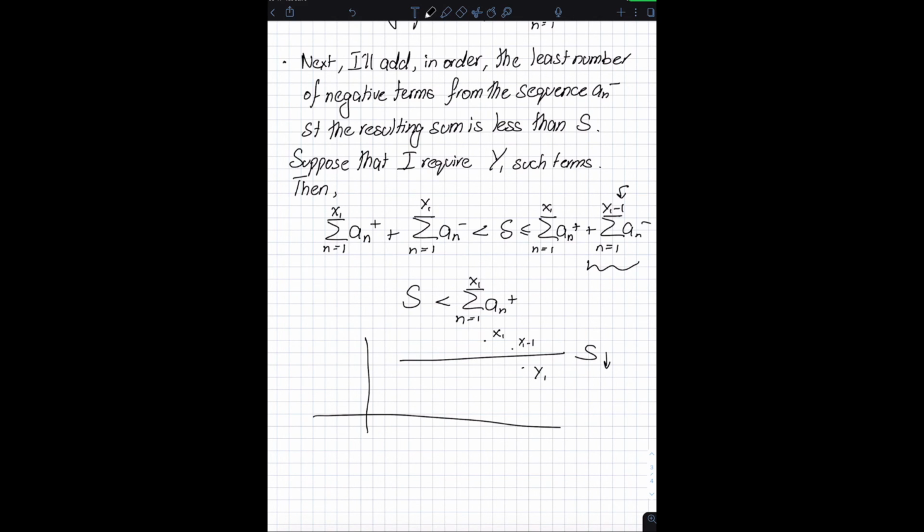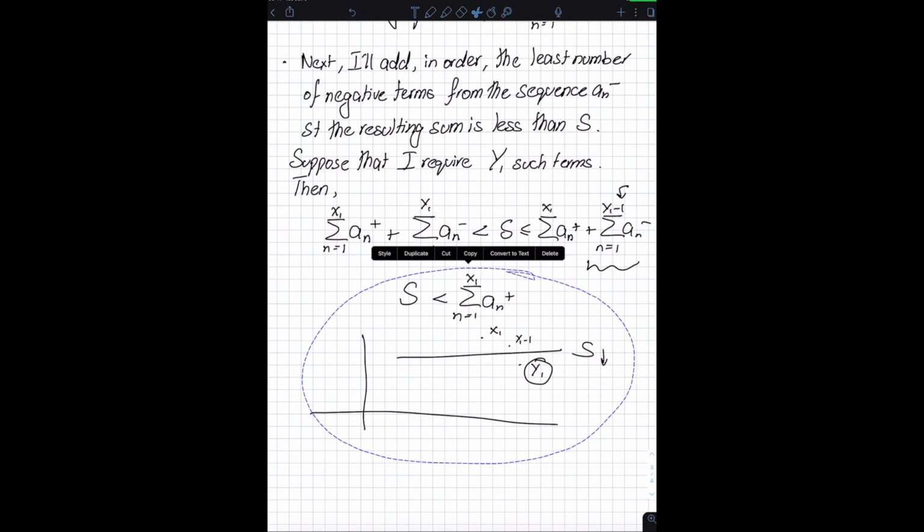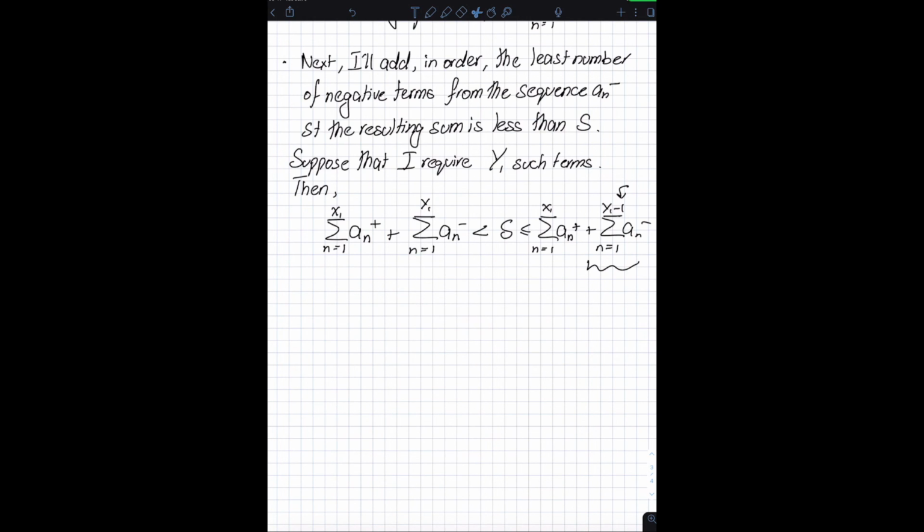It can be equal to s as well, because I'm only going to stop when I have a sum that is less than s. So y1 over here is the least number of negative terms I need, such that I can reach a point that is smaller than s, which is why this inequality above is justified. Well, once you understand what's happening up till over here, the proof after this is actually pretty simple.